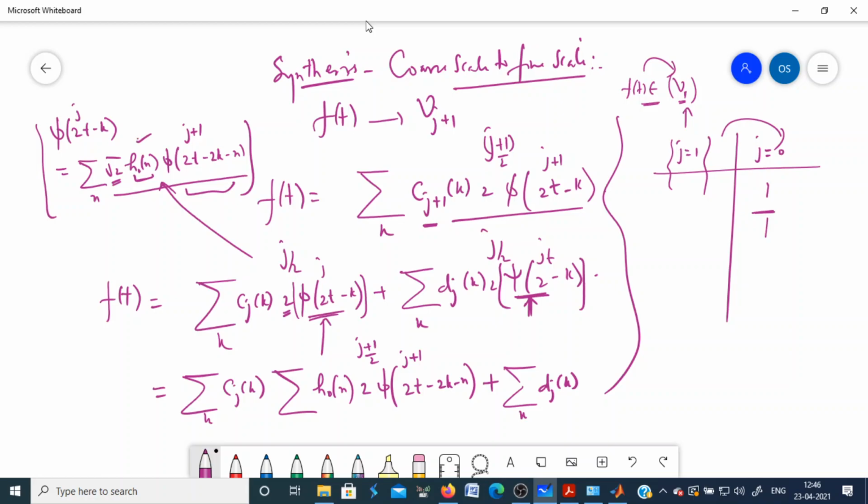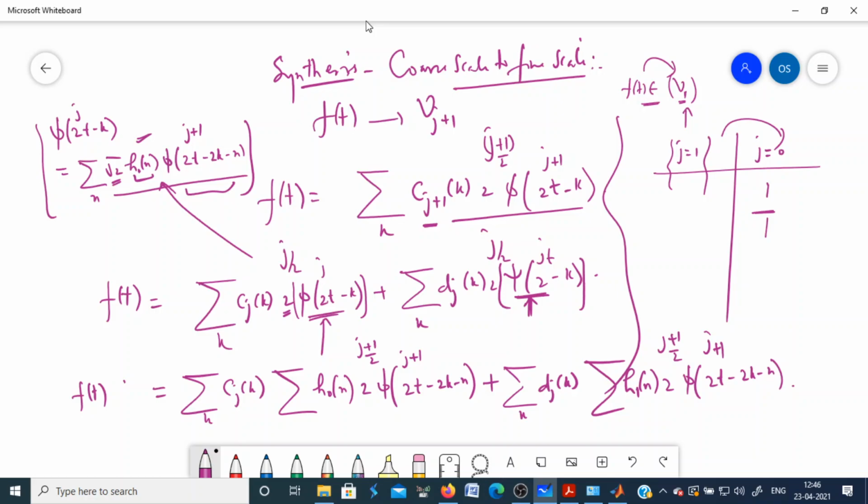this equation where h naught n will be replaced with h1n, and you have the same equation here. So you will have h1n 2 to the power j plus 1 by 2 phi of 2 to the power j plus 1 t minus 2k minus n. So you can write the function like this.